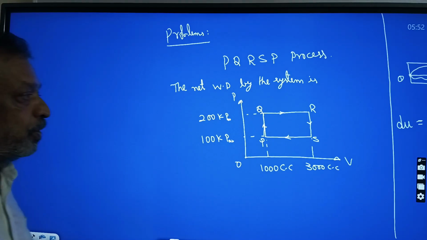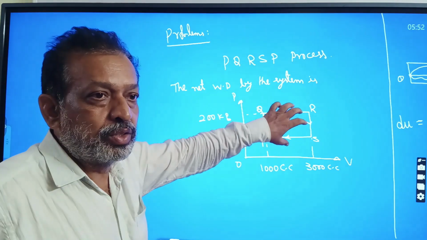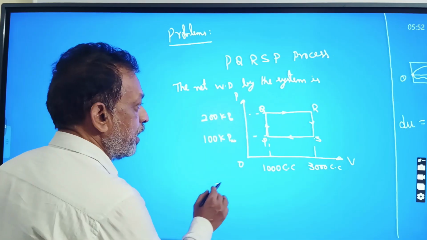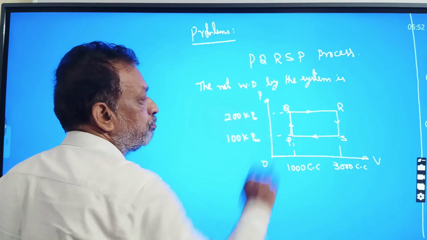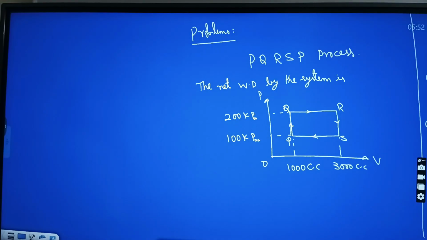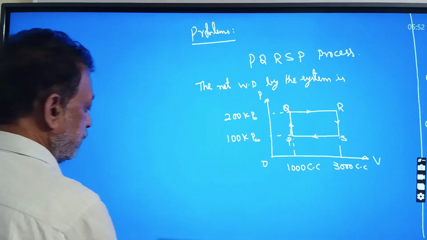Right. So we have to find the area of this one. What is the work done? It is the area under the curve. So how to find the area? This is a rectangle.